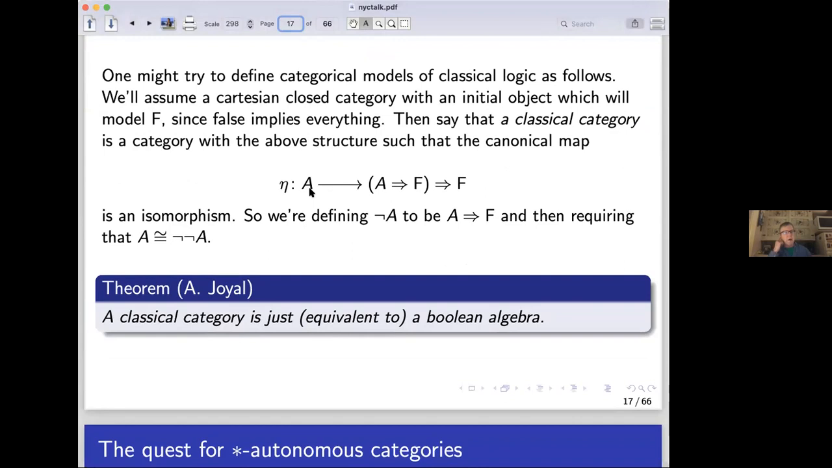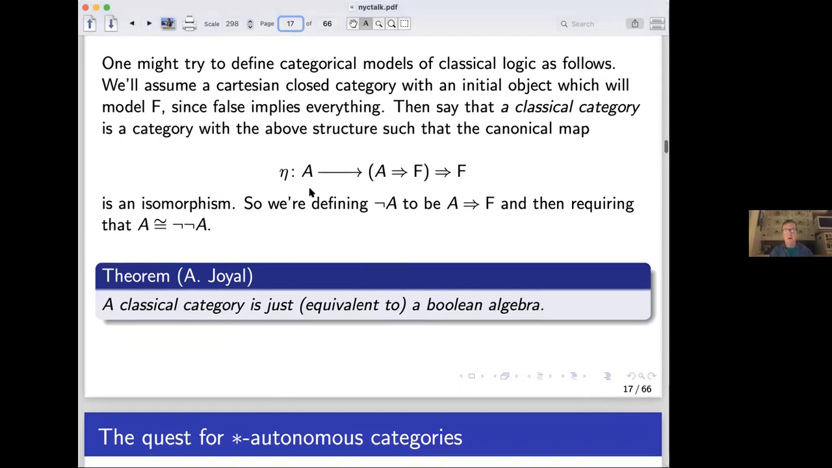And that seems like a great definition, but it kills the whole subject because there's a theorem of André Joyal that says that a classical category is just a Boolean algebra up to equivalence. So what you've done in this naive way of thinking about classical negation is cause all of your different morphisms, your different proofs, to collapse into one proof. So not a good idea. Now, there are clever ways to get around this, but this naive idea just doesn't work. But as I said, in linear logic, it works fine, and everything is fine.